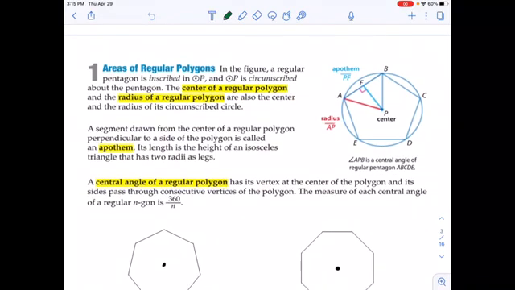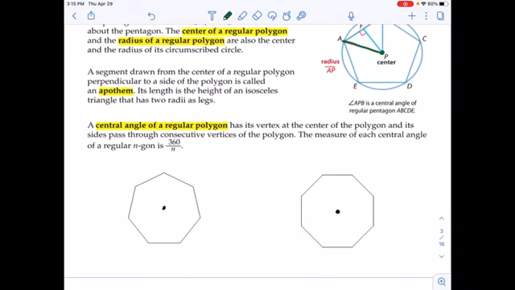So part 1, areas of regular polygons. In the figure, a regular pentagon is inscribed in circle P. That means this is all the way inside the circle, and the vertexes are on the circle. You could also say circle P is circumscribed about the pentagon. The center of a regular polygon and the radius of the regular polygon are also the center and the radius of the circumscribed circle. So notice center P is center for both the pentagon and the circle. The radius is the same for both as well.